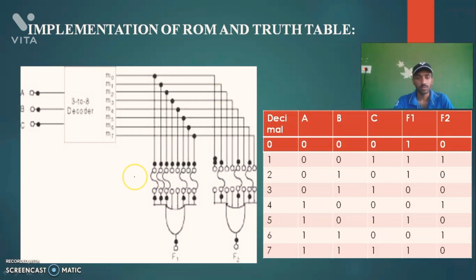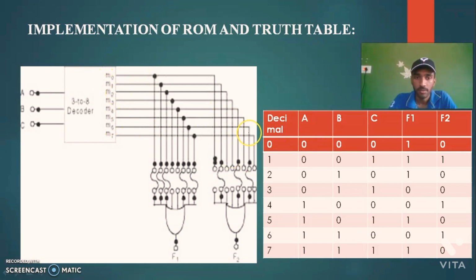I'm going to use decoders and the OR gates. To implement multiple expressions, if you want n number of expressions to be implemented using the ROM, we can use that many OR gates, so that we can connect multiple inputs to the OR gate through the word lines. Here I used a 3 to 8 decoder, where A, B, C are the 3 inputs given to the decoder, which produces 8 minterms, from M0 to M7.